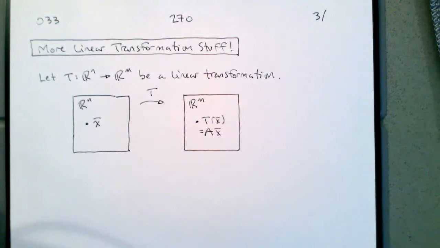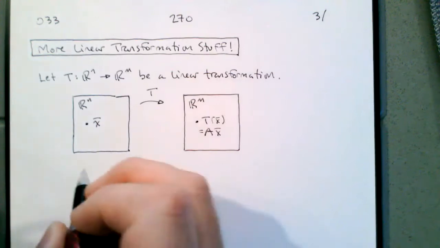We want to talk a little bit more about some more linear transformation stuff. So let's suppose that T maps Rn to Rm is a linear transformation. So here's an image, or a picture, the way we think of it. We just think of Rn and Rm, since they're just big flat spaces, we just draw rectangles to represent them. So Rn is the domain. The domain is where we start.